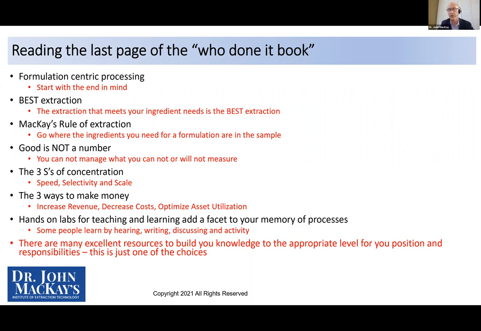I also have MacKay's rule of extraction. It's based on the Willie Sutton comment. Willie Sutton was a bank robber. When he was in jail, someone purportedly interviewed him and said, "Willie, why do you rob banks?" And his answer was, "That's where the money is." And that makes a world of sense. So we'll talk about the plant. Where are the cannabinoids? Where are they situated? Where are they concentrated? How do I get to those? What are the value added and non-value added about what I'm trying to make? Good is not a number. You cannot manage what you cannot or will not measure.